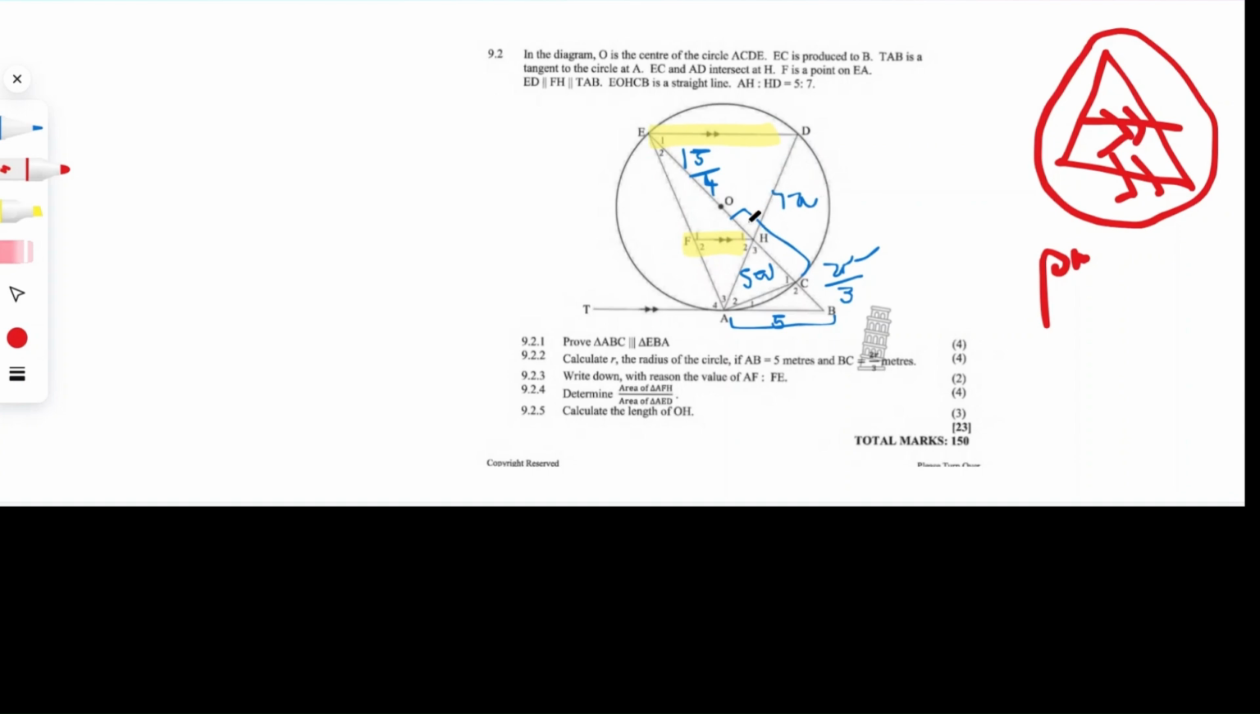And we already know what HD's value is. By the way, guys, this is not its value, this is its ratio. That's why I've put a little variable over there, just to indicate that it is not its actual length. It is just its ratio. Okay, so now you're just going to go back and write down, but you have to let the marker know: let AH equal 5A and let HD equal 7A.